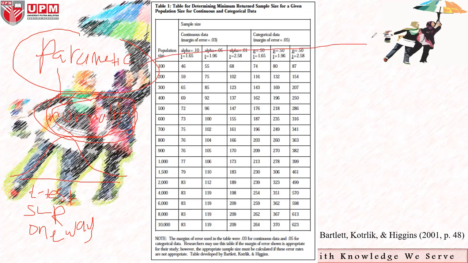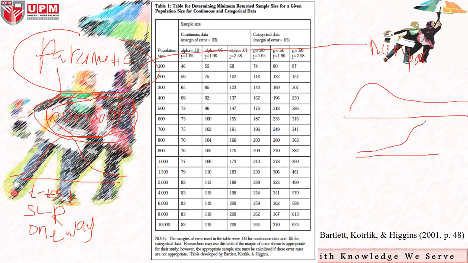Lagi satu, nama dia adalah non-parametric. Non-parametric is the analysis if you want to use, it does not require the normality requirement. Kita tak perlukan data normal. Data tak normal ni maksudnya skewed, positively skewed ke, negatively skewed ke, semua boleh. Faham? Ini non-parametric. Example dia adalah chi-square. Chi-square adalah data statistik non-parametric.